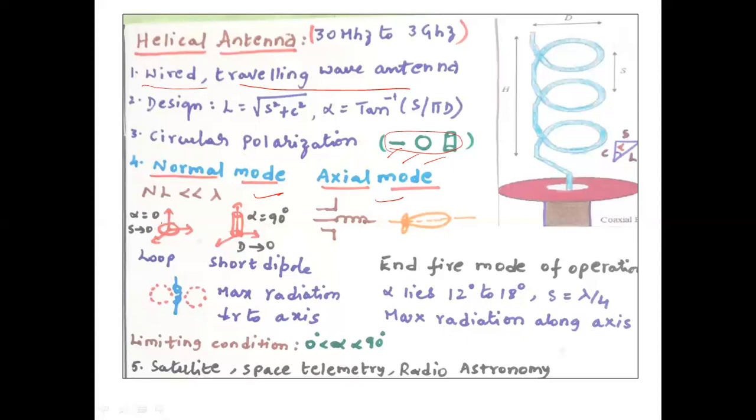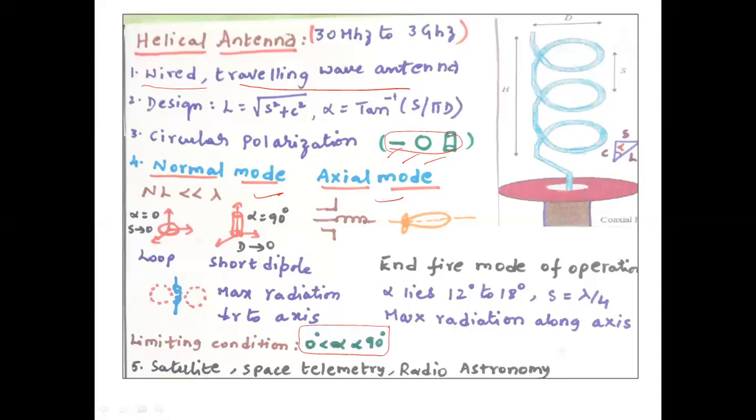In normal mode of operation, what happens is the helix takes the form of a loop or short dipole. While it is taking the short dipole form, at that time d goes to 0 and alpha is 90. At the time of loop form, alpha tends to 0 as well as S tends to 0. Overall, we can say that the limiting condition of the helical antenna is this one, which you have to keep in mind: alpha lies between 0 and 90. That means this is the limiting value for the pitch angle we have taken, right?